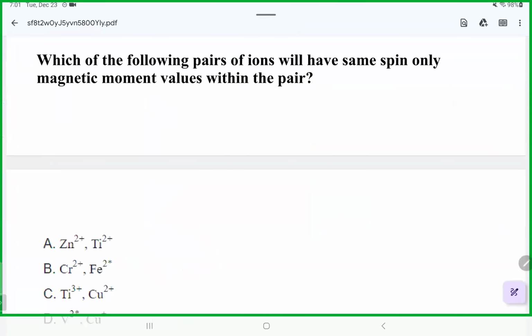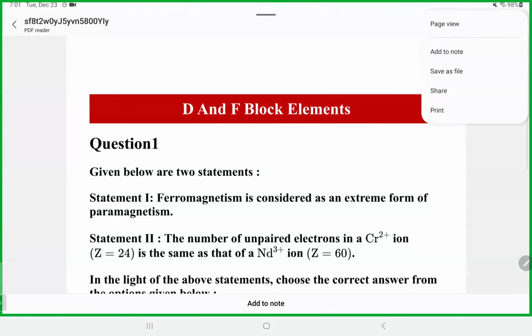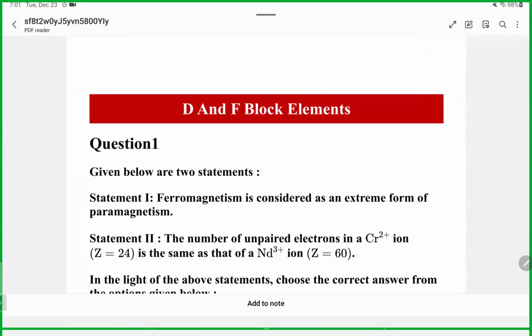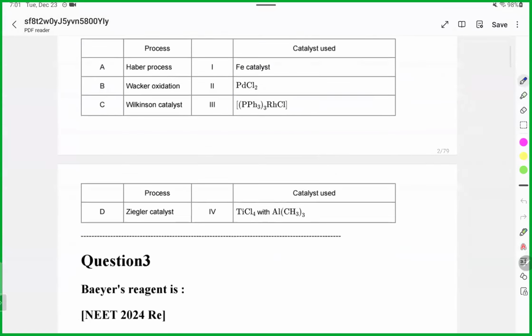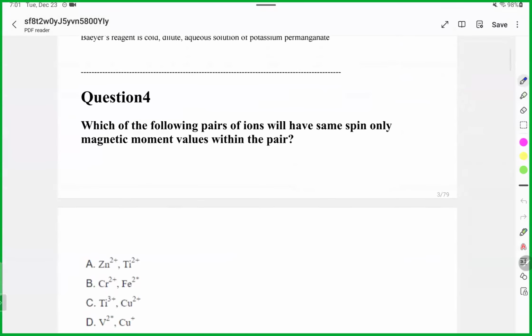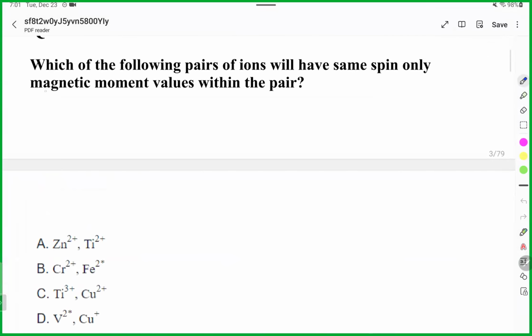How to calculate here? Let's see this. You have to calculate the magnetic moment. I will tell the first option and then the remaining ones you guys will tell. Zinc 2 positive has 3d10. No unpaired electrons, so n value will be 0.